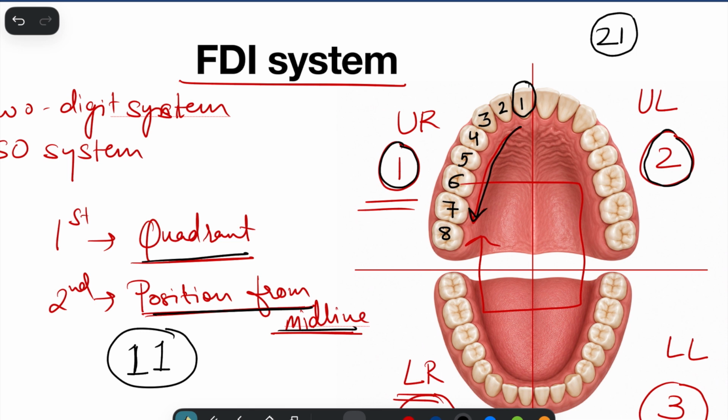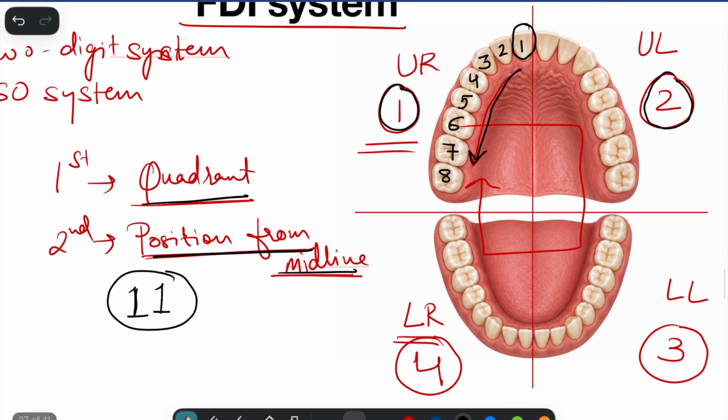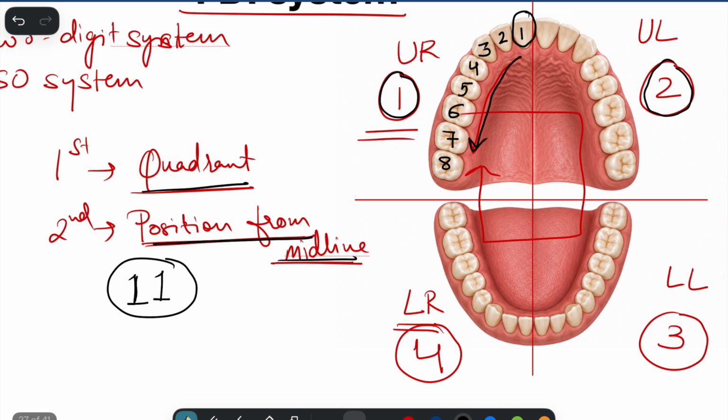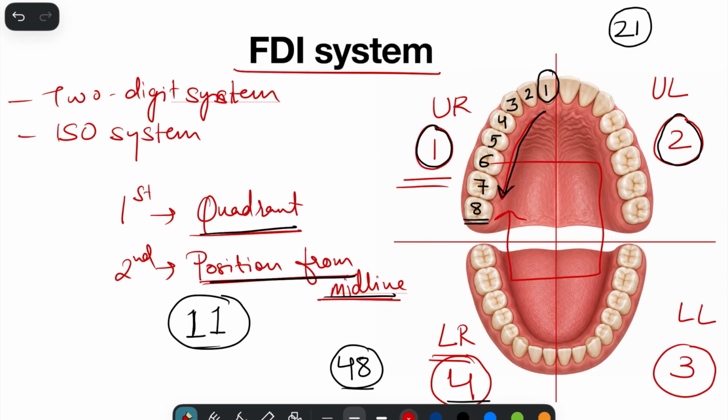Let's take just one more example: the mandibular right third molar. The mandibular right side is represented by number 4, and the third molar is represented by digit 8. So 4, 8. That is all about the FDI system for the permanent dentition.